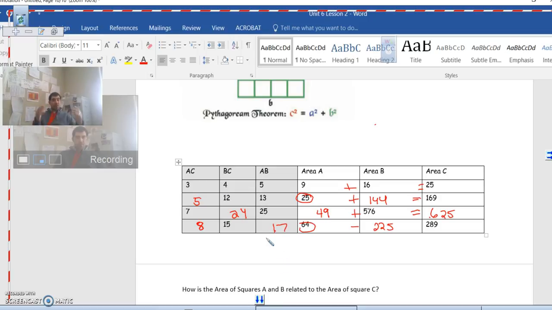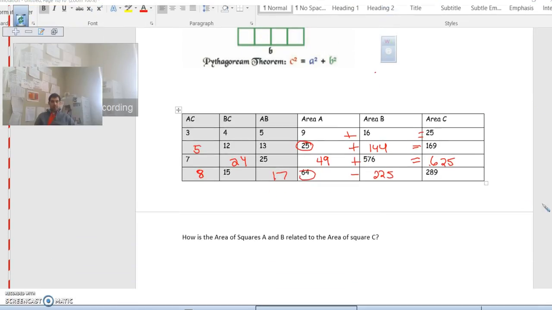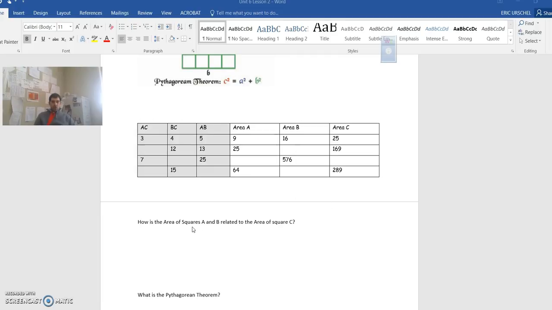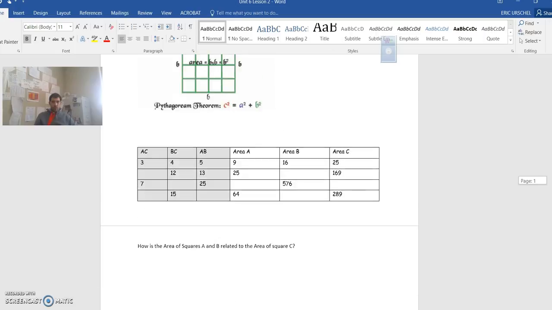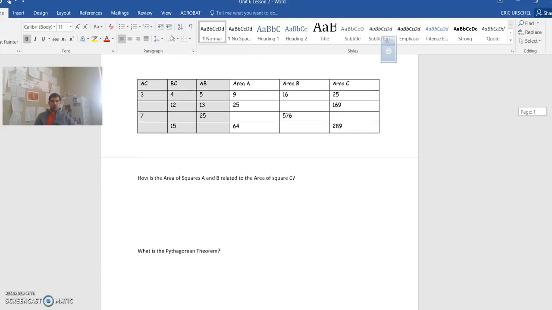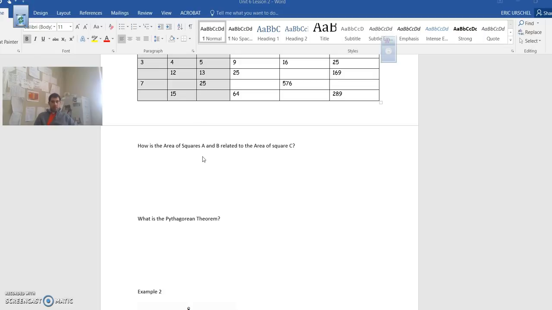Hopefully you're starting to see how the Pythagorean theorem works. Area of the square off one leg plus the area of the square off another leg equals the area of the square off the hypotenuse, the longest side across from the right angle. So how is the area of squares A and B related to area C? I kind of gave it away. Area of A plus the area of B equals the area of C.